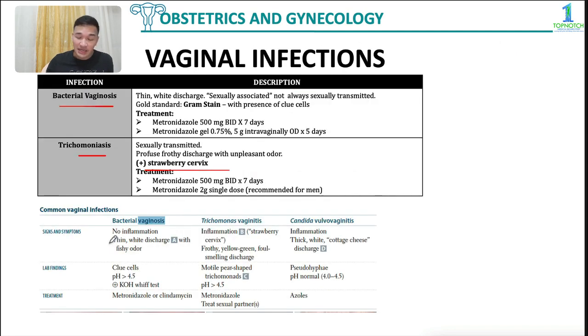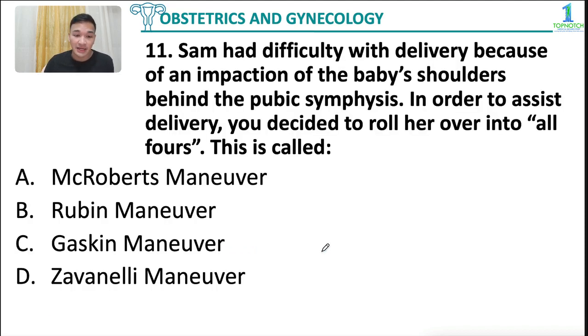Kasi ang discharge ng BV is thin white discharge with fishy odor. Ang trichomoniasis is frothy yellow-green foul-smelling discharge. So magkaiba sila ng characteristic ng discharge. So this is from First Aid ulit, is very good na summary of the differences between BV, trichomoniasis, and candida vulvovaginitis. So I'll just leave it to you para aralin.